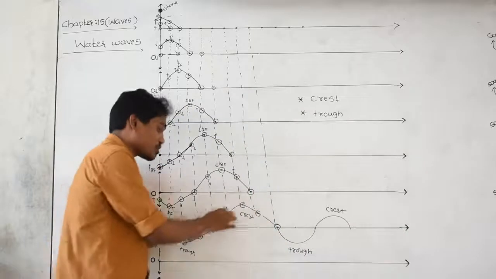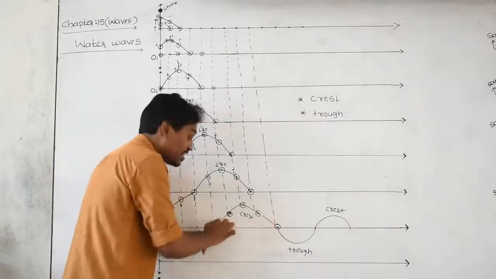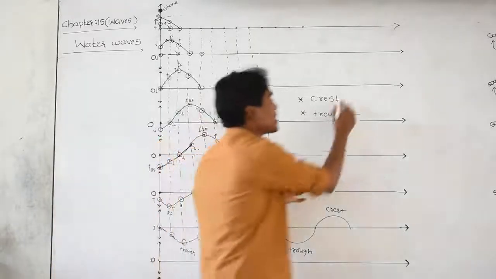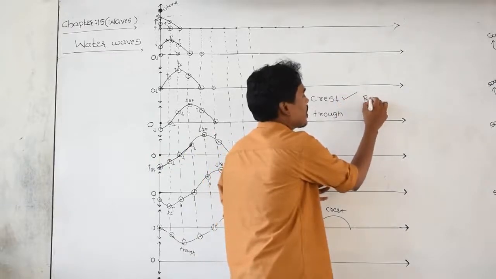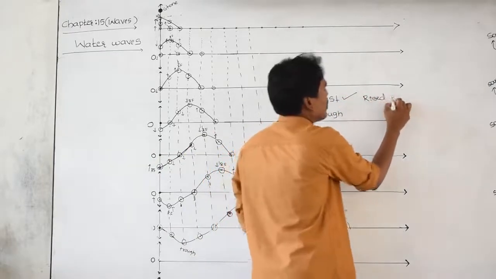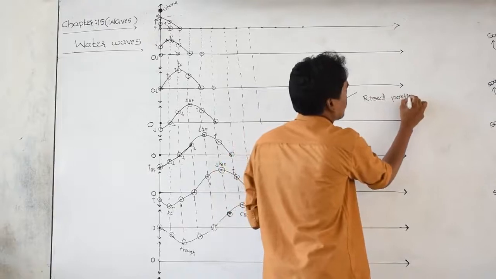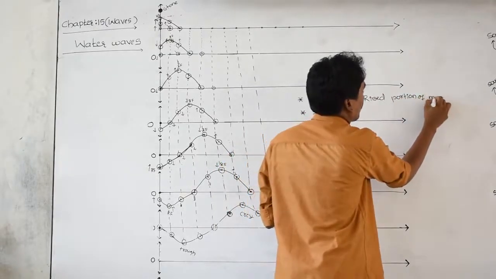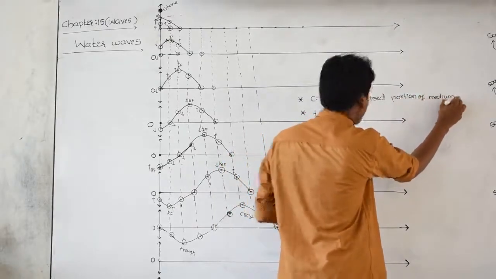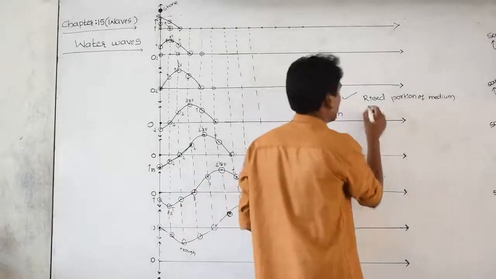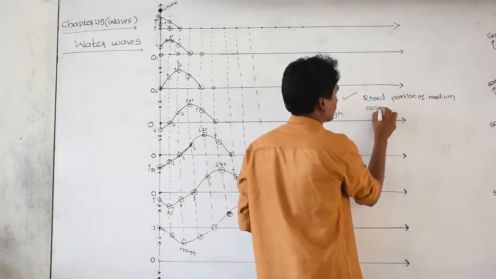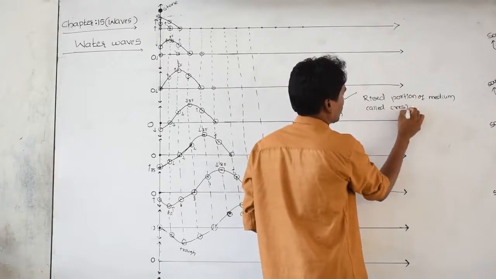The raised portion of the medium, for example water, is called a crest.